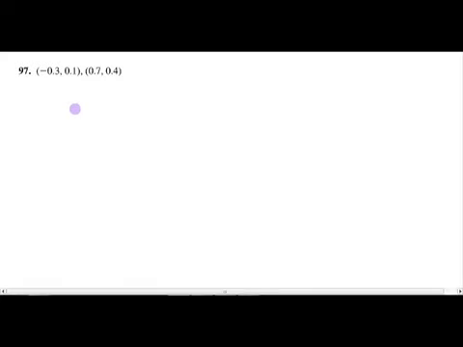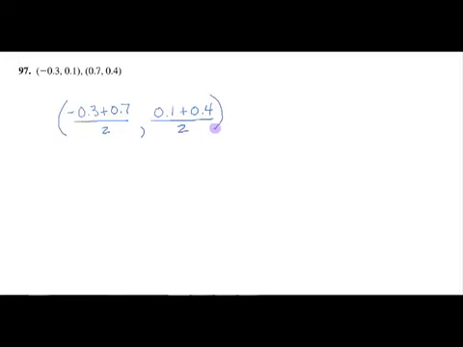And using decimals, the same thing, we add our x's, divide by 2. We add our y's, divide by 2. And then we simplify. We'll get 0.4 divided by 2 is 0.2, comma, 0.1 plus 0.4 is 0.5 divided by 2, which is 0.25.